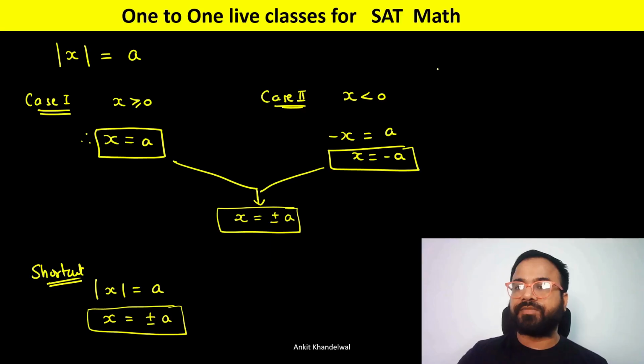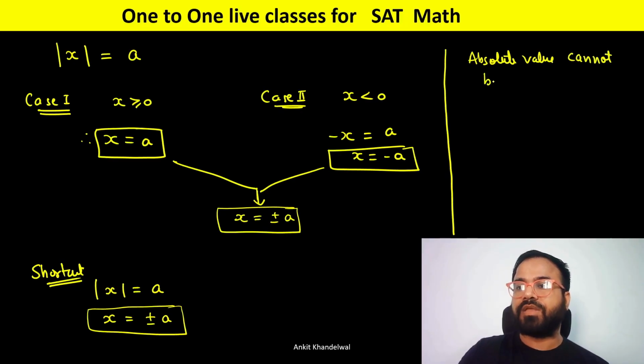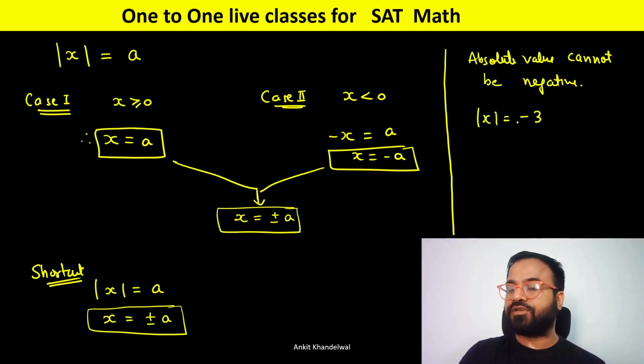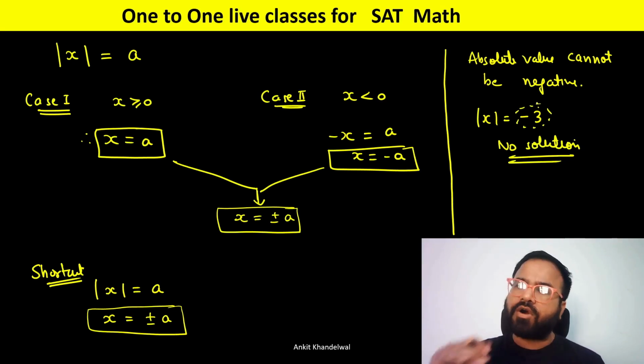But again remember, the important thing: the absolute value cannot be negative. It can be 0, but it cannot be negative. It cannot be negative means if absolute value of x is equal to minus 3, you will say distance cannot be equal to minus 3, right? So it is no solution. It is not possible because this number is negative over here. It has to be positive or 0.